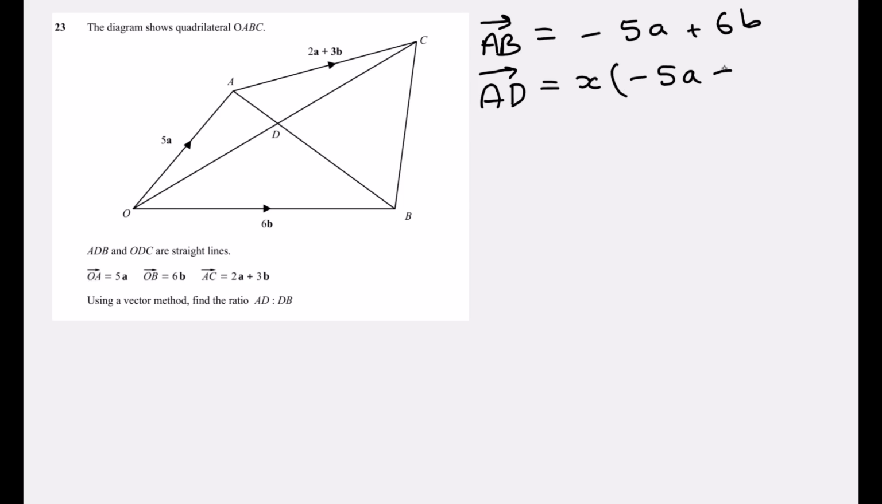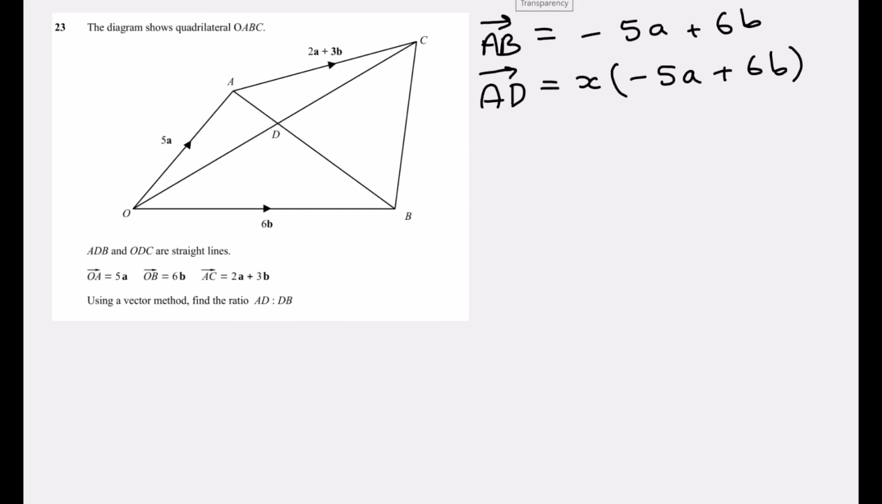So let's work out A to D. How can we get from A to D? We can go, it's a fraction of A to B. To get from A to B, we're going to go minus 5A plus 6B. And we're going to say A to D is some fraction of that journey. That's what we want to work out. What fraction is it? So A to D is some fraction, let's call it X, of A to B. So if we work out X, then we can write it as a ratio.